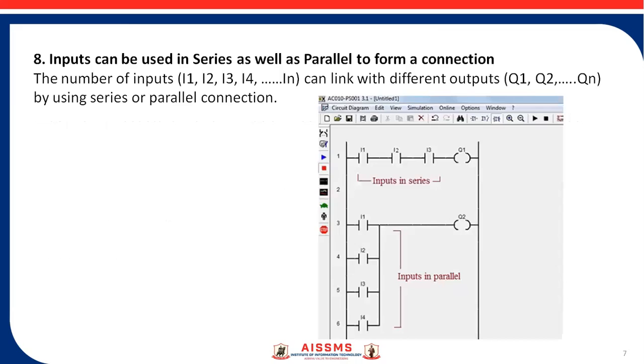Now, next rule is inputs can be used in series as well as parallel to form a connection. So this ladder diagram shows a number of inputs I1, I2, I3 connected in series, and I1, I2, I3, I4 connected in parallel and can link with different outputs Q1, Q2 respectively.